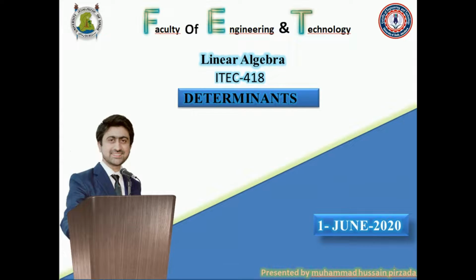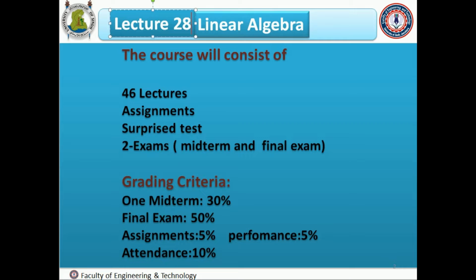So this course was divided into 46 lectures with 2 exams. Grading was 30 marks for the midterm and 50 marks for the final exam, with assignment performance marks equal to 5 and attendance equal to 10 marks. But in this case, due to the coronavirus, the marks are now midterm plus assignments equal to 40 marks, and the remaining is not yet decided. Hopefully when it comes in the finalized session, we will get the notification.